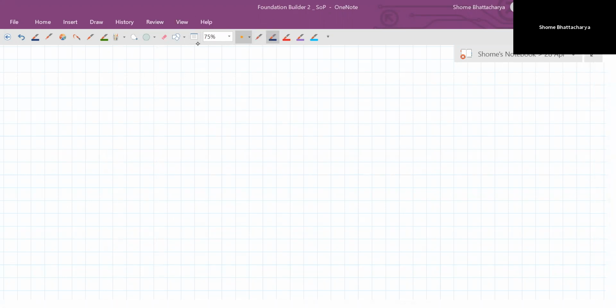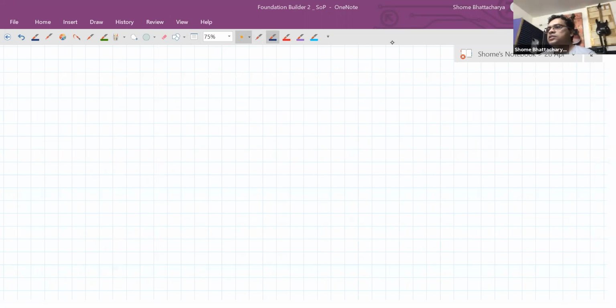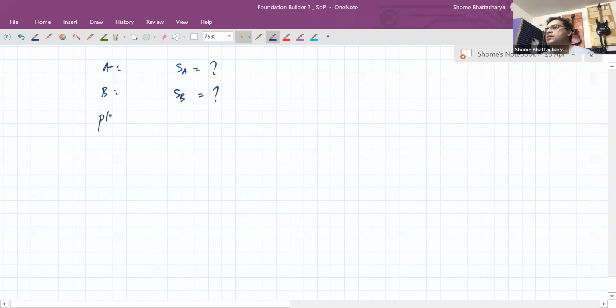One method is that we can do this question just blindly, just using the facts and the equations. So we can say that person A has some displacement SA, which we don't know. Person B has some displacement SB, which we don't know. The plank has some displacement SP in the ground frame, which we don't know.